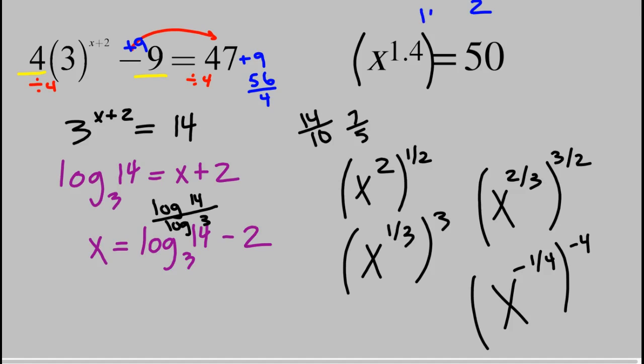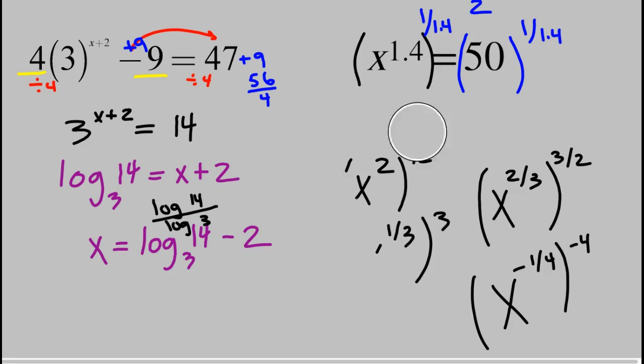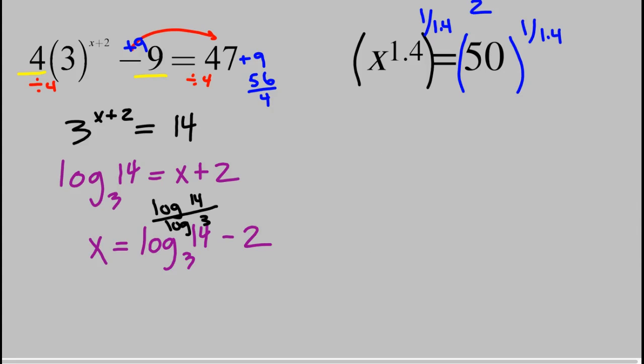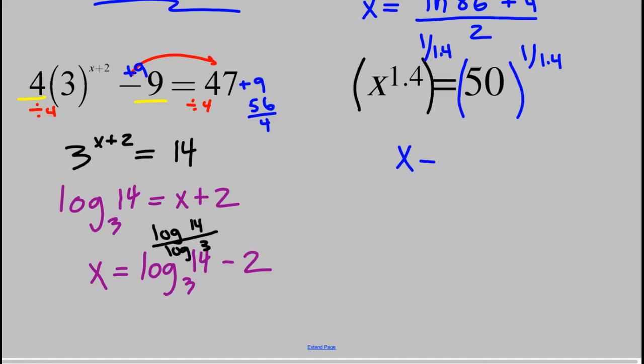But you don't have to do that. You can just go like this: 1 over 1.4, because it's a calculator, you know? It doesn't discriminate between 7/5 and 1 over 1.4 like math teachers would. Calculator doesn't care. So take both sides to the 1 over 1.4 power, and you'll get x by itself. Get rid of all this jazz here. It was good practice. So this is going to be x equals 50 to the power of 1 over 1.4.